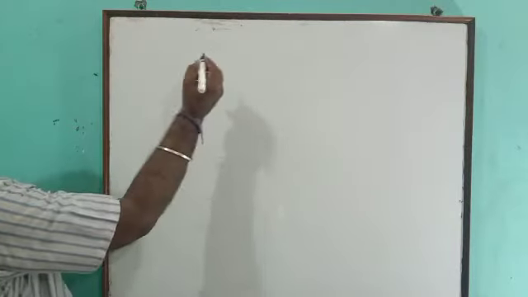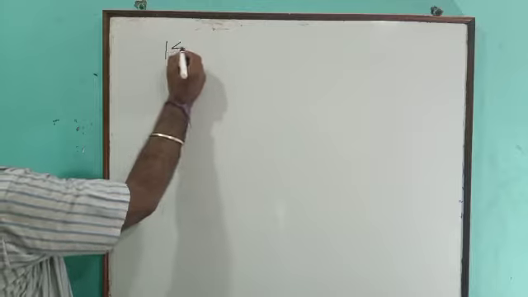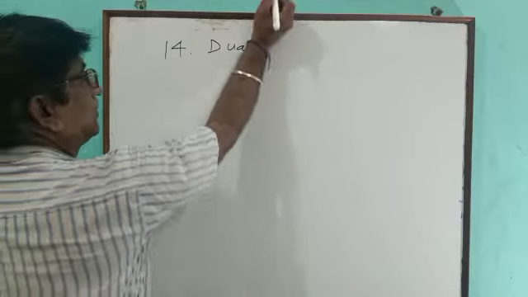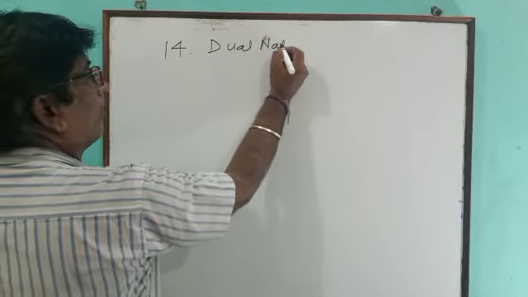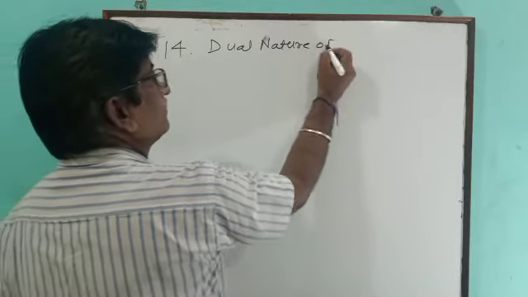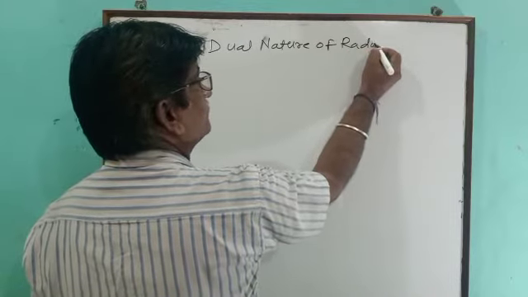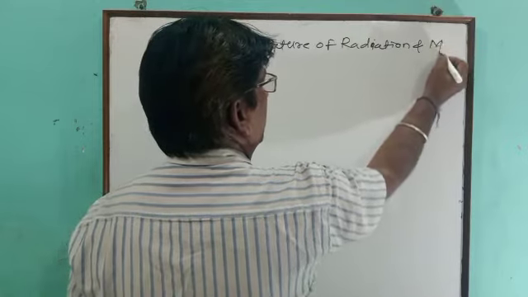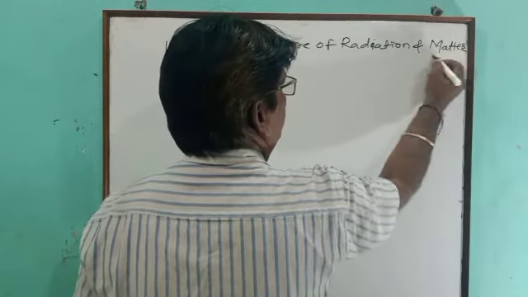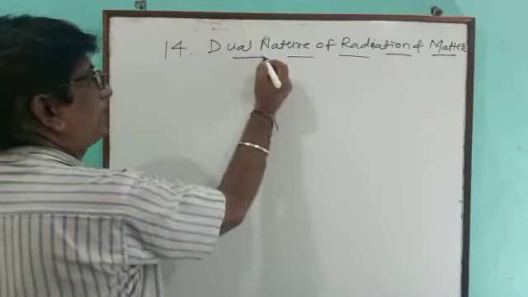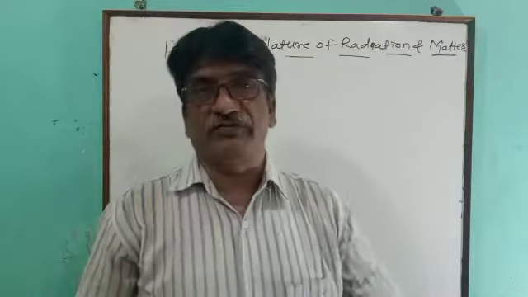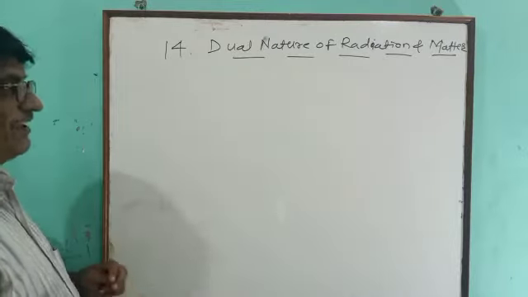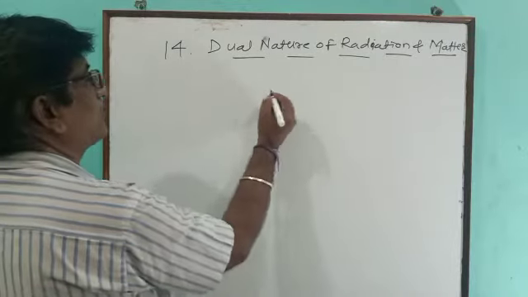So today we have learned chapter number 14, dual nature of radiation and matter. In the previous video we have seen Einstein's photoelectric equation.